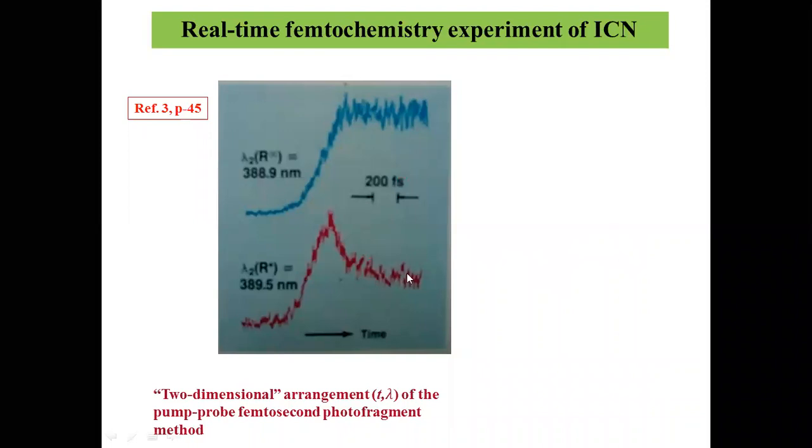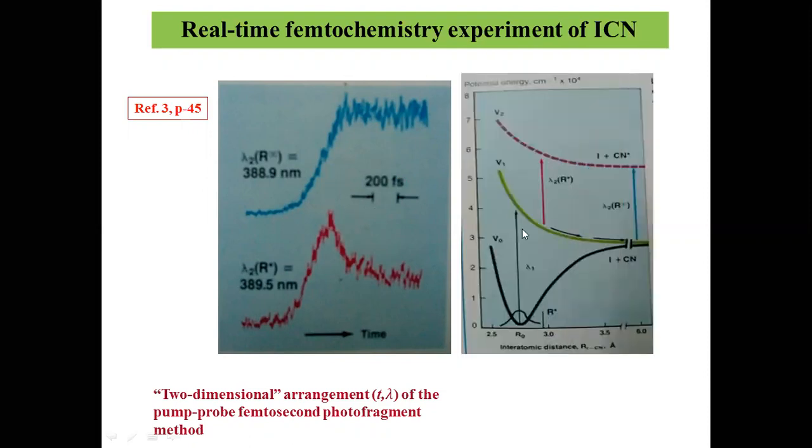So, but before getting into that, let me just tell you. As I said, when ICN is completely broken, this is the picture. This is the ground state ICN wave function. This first excited state is V1, this is V0, V1, and this is the state V2 where CN is excited. Iodine is in the ground state, but CN is excited, right?